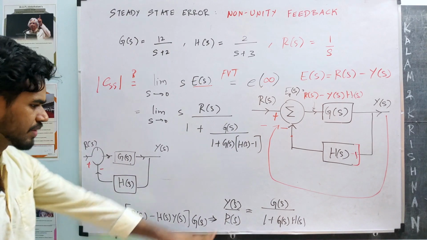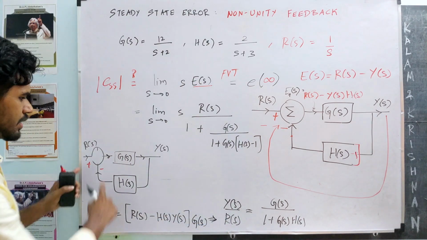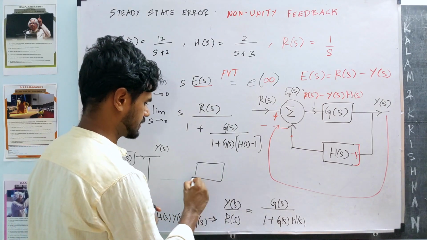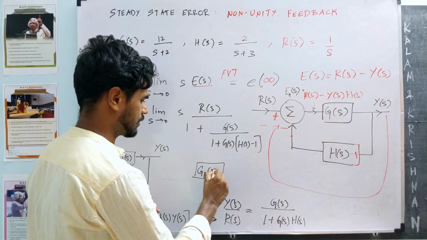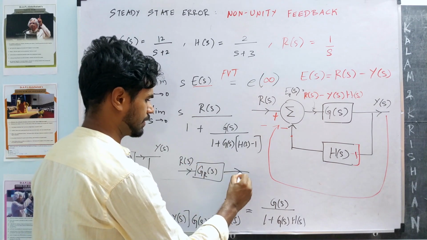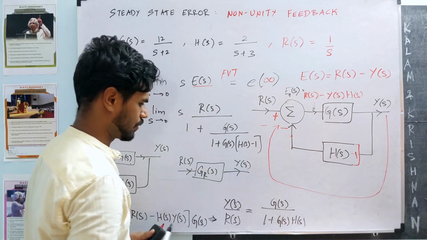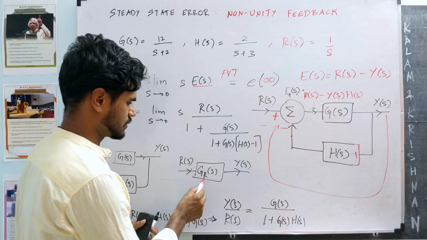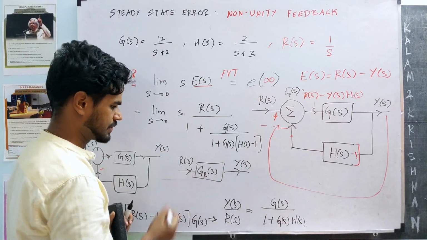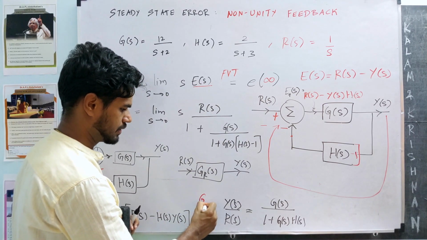Okay, so why did we find y of s by r of s? Because if we are trying to replace this by a simpler system, that is g, a reduced transfer function of s, we have the input here r of s and the output here y of s. So the reduced transfer function for this whole system will be y of s by r of s.